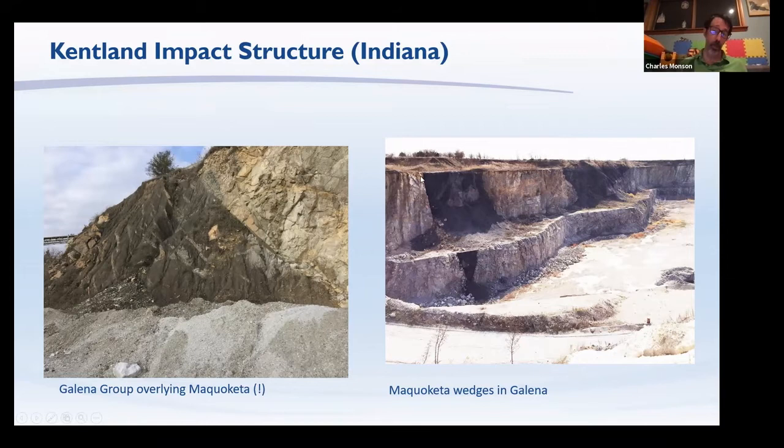Hopefully you can see, though the light conditions are a bit harsh, a big black wedge, a big black triangle, driven down into this lighter stuff. That is a gigantic wedge of Maquoketa, just rammed, or maybe pushed, who knows, into Galena. You can see stuff like this all throughout the crater. It's a really fascinating place. If you ever get a chance to go there, I highly recommend it. And there are shatter cones all over the place. You can take home shatter cones.